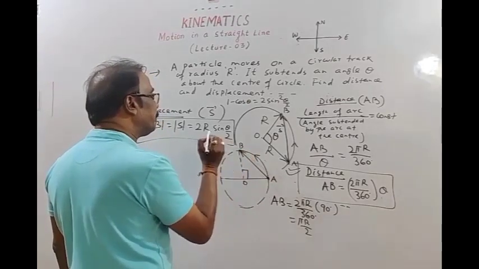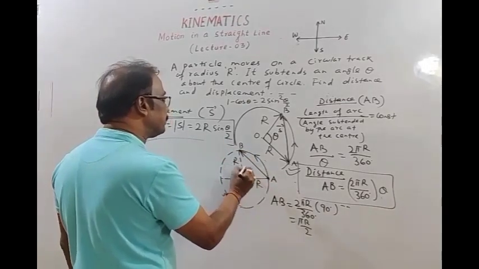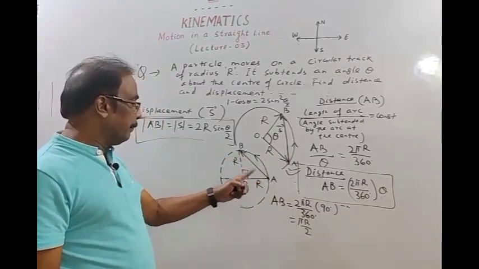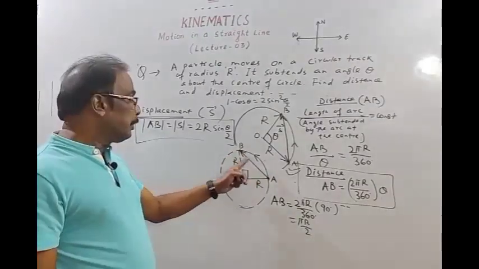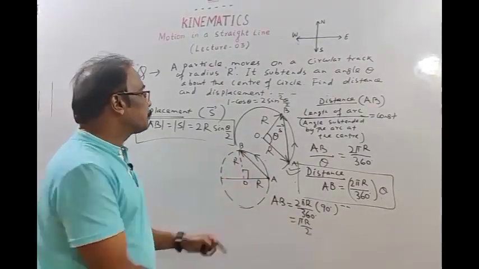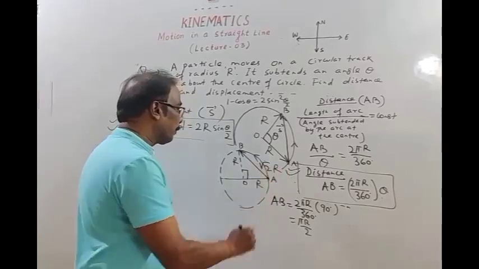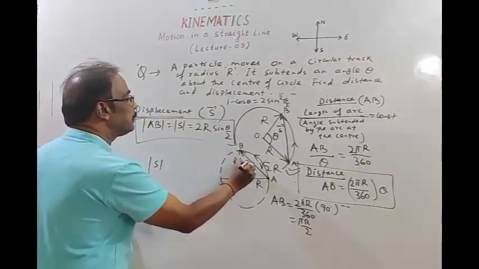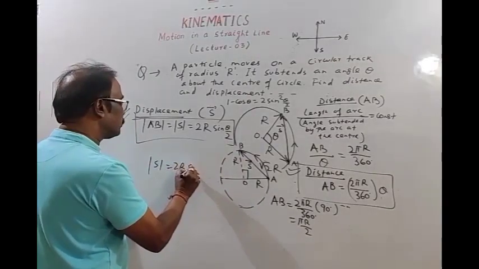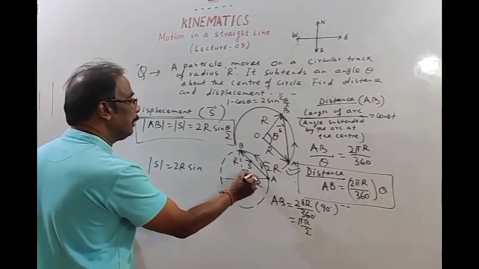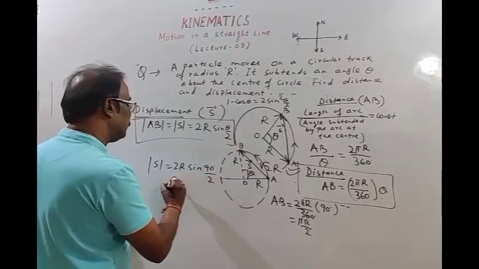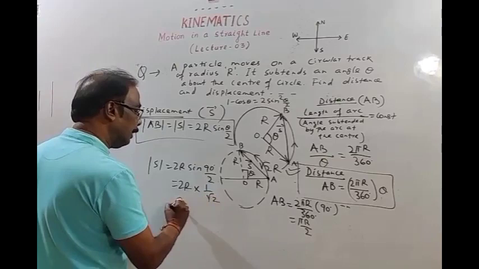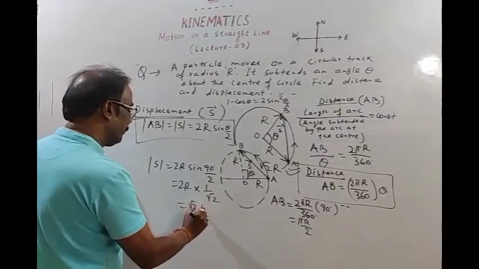And displacement is from A to B, initial point to final point. This is radius, this is radius, this is 90 degrees. So this is base, this is perpendicular, and this is hypotenuse. Then the magnitude of displacement is square root of r square plus r square, which is root 2 r. We may also find the magnitude of displacement using this formula: S equals 2r sine theta by 2. Here theta is 90 degrees, so 2r sine 45, which is 1 by root 2. Again, this gives root 2 r.